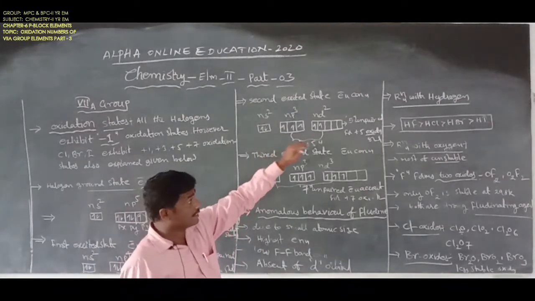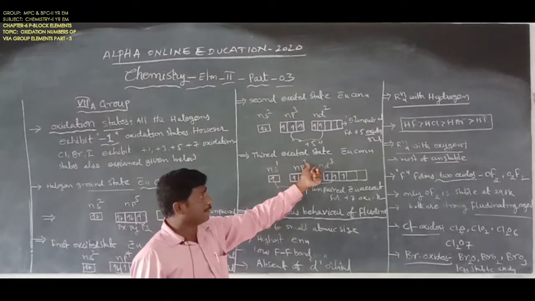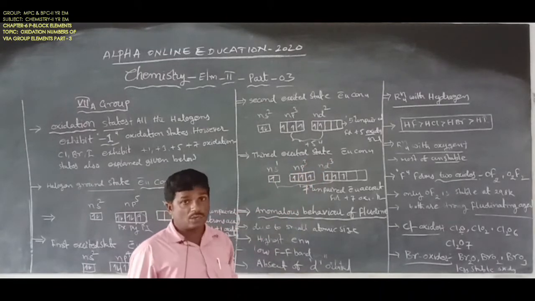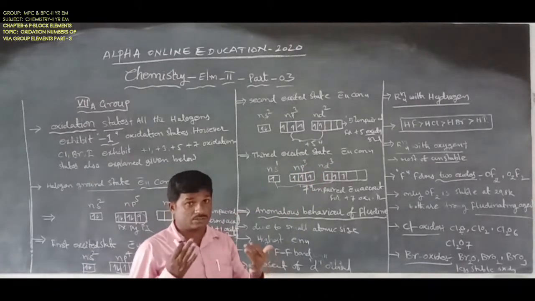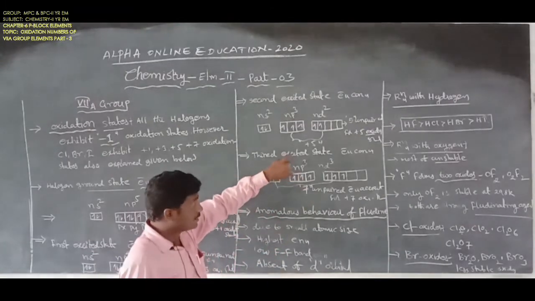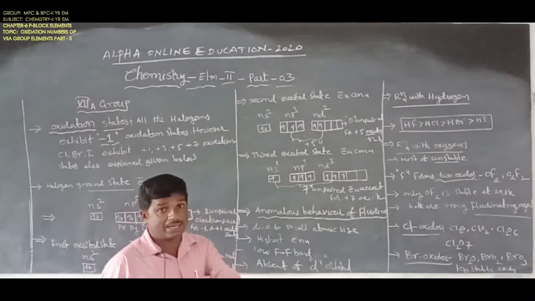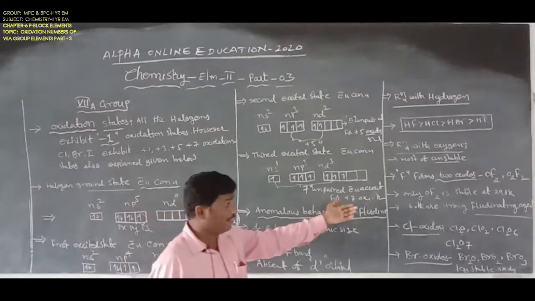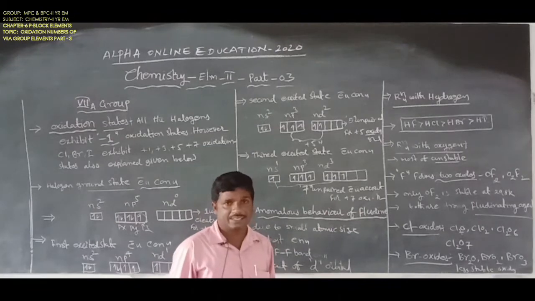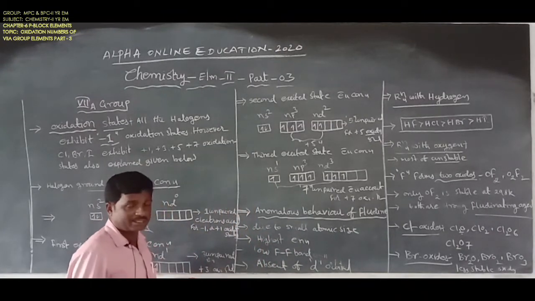In the third excited electron configuration, there are a total of 7 unpaired electrons in the halogen elements, so those elements have the plus 7 oxidation state. That is the oxidation states of the 7th group elements.